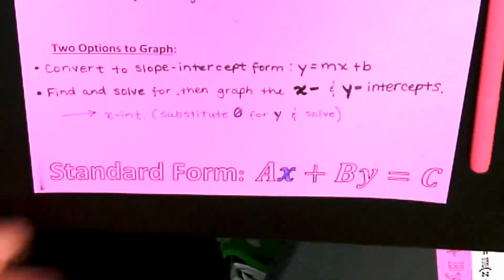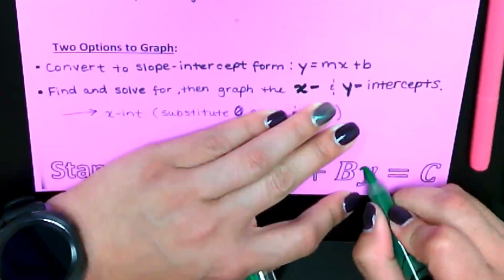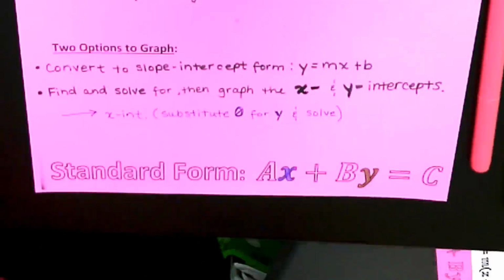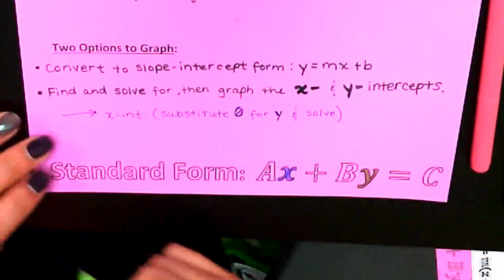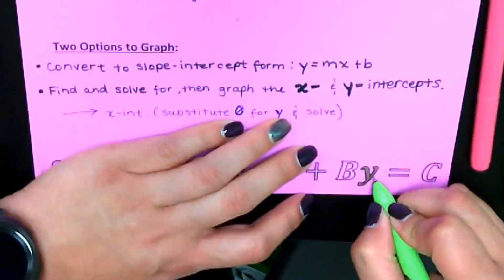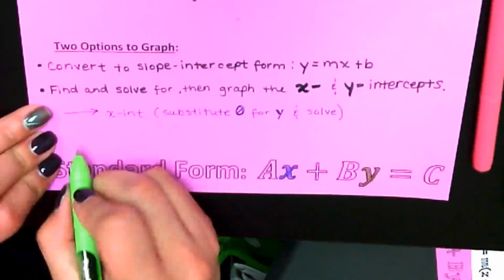And then we have the y-intercept. I'll go ahead and put that in green here. Y-intercept. Let's see if that will show up.